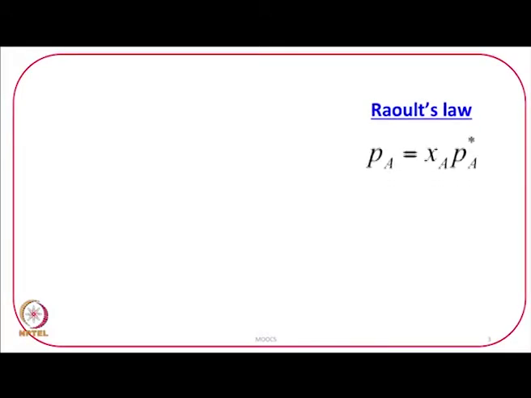So, that was the basis of Raoult's law. This is what I was trying to explain: what he observed was that for closely related liquids, if you plot Pa against Xa, the slope is equal to Pa star. Pa star is the vapor pressure of pure liquid A.